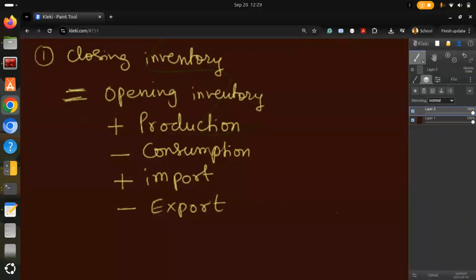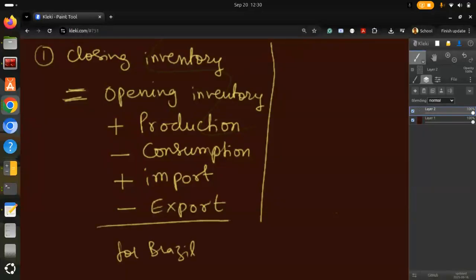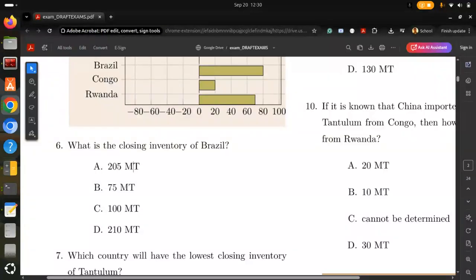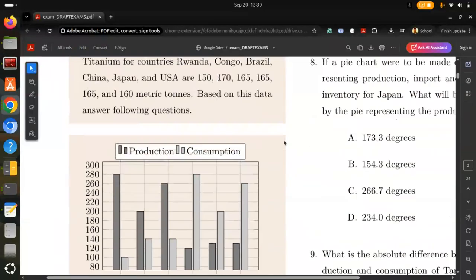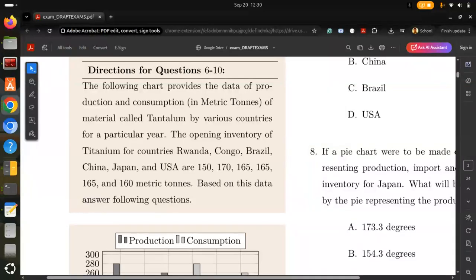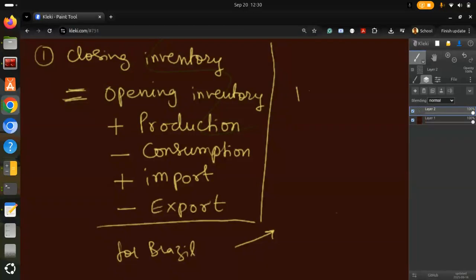Now let's calculate for Brazil. First I need the opening inventory, so I'll go up. Here we can see Rwanda, Congo, Brazil. Brazil is the third country in the list, with 150, 170, and 165. So 165 metric tons is the opening inventory.